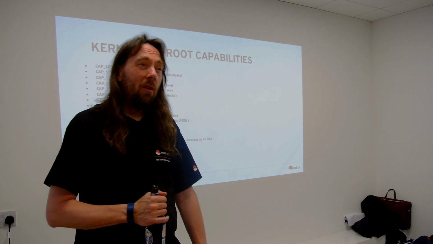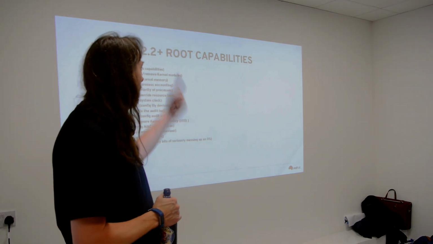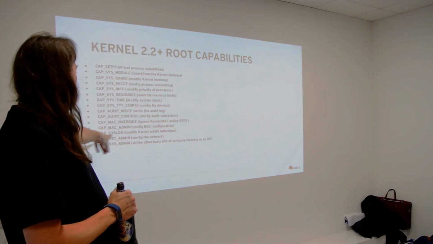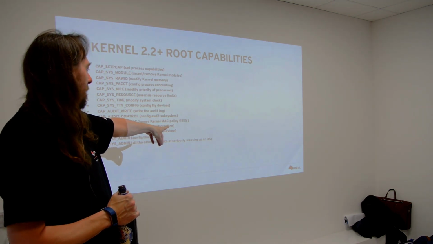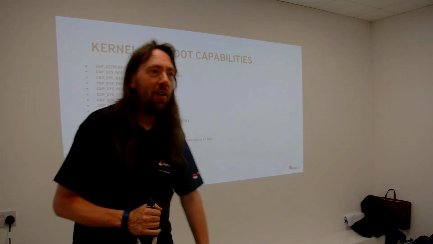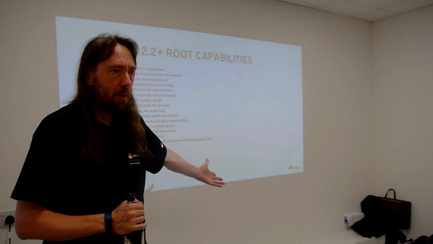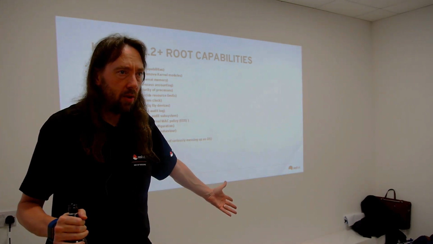I'm not going to read them out. Kernel 2.2 root capabilities, I like the last one. Cap sysadmin, all other hairy bits of seriously messing up an operating system. When you're running as root, you have access to all these system capabilities by default. That's what root is. It's the controller.